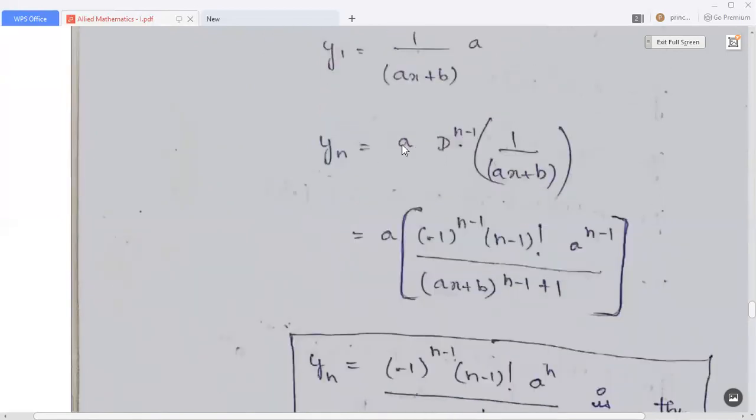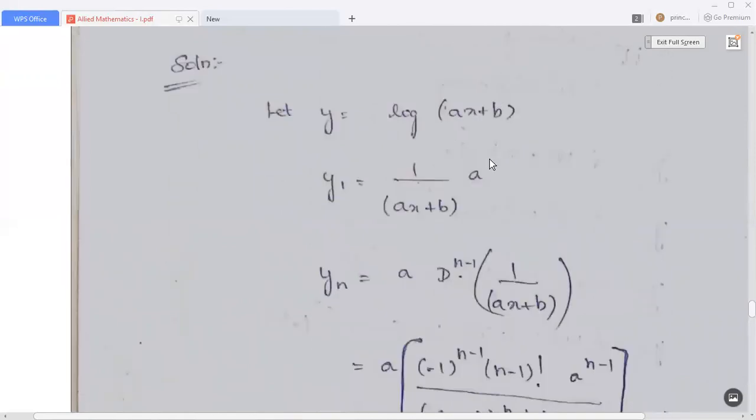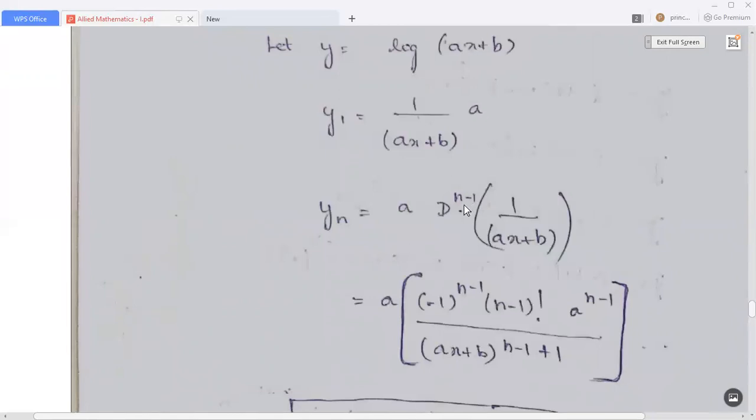Therefore, yn, that is the nth derivative, is equal to, here a is constant, we can take it out. Here this y is differentiated already one time. Therefore, we have to differentiate this remaining n minus 1 times to find yn. Therefore, yn equal to a into the (n-1)th derivative of 1 by ax plus b. So already we calculated the nth derivative of 1 by ax plus b. Using that formula, we calculate the (n-1)th derivative of 1 by ax plus b.